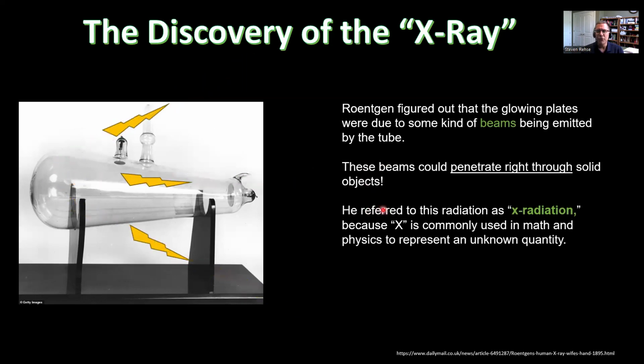He didn't know what they were. So he referred to this new form of radiation, which is what we call waves of something coming out of this tube, as X radiation. And he called it that because X is very commonly used in mathematics and physics to represent an unknown quantity. So, for example, a famous show on Fox television was The X-Files, right? And the X-Files were unknown files of crimes and mysteries that were just unknown or unexplainable. And that's what X is always kind of denoted in science. So he called it X radiation.